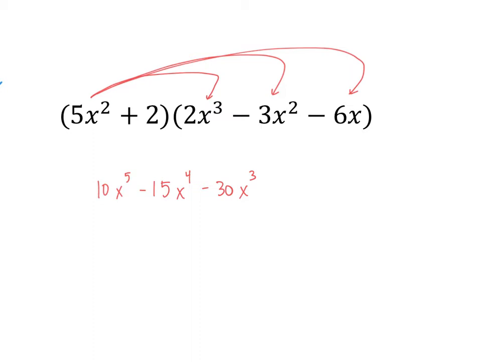Okay, so we did the 5x squared times each of those. Now we'll do 2 times each of those. So 2 times 2 is 4. Minus 6. Minus 12.